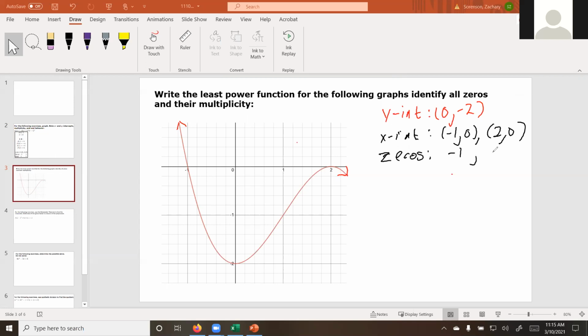What are their multiplicities? One and two. Yep. It's 1 because we cross the graph here. It's a 2 because we bounce off the graph here. Perfect. Any other pieces of information we have?